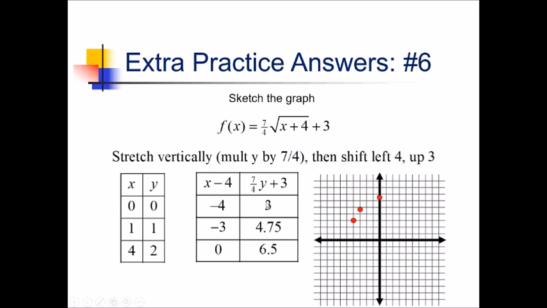The starting point for this square root is going to be -4, 3, because that was transformed from the old starting point of 0, 0. So we're starting right here and going one way through the other 3 points.